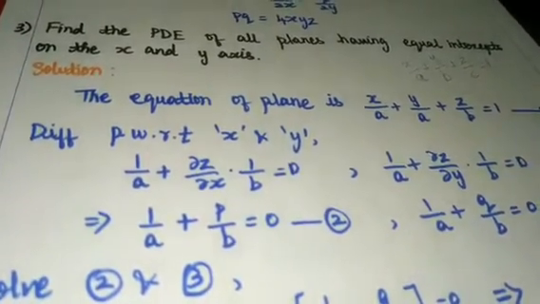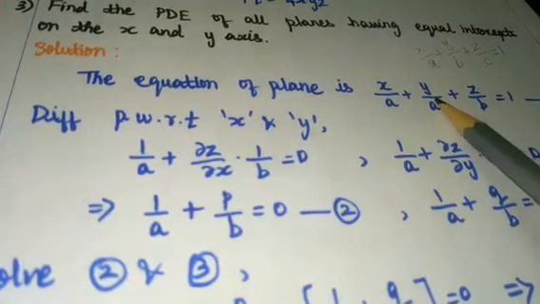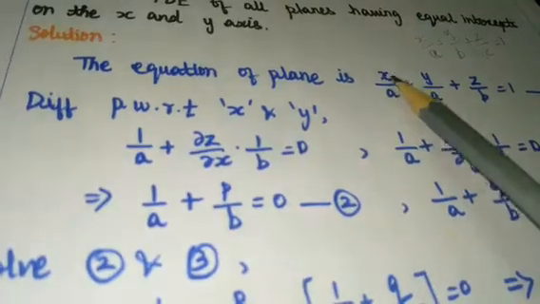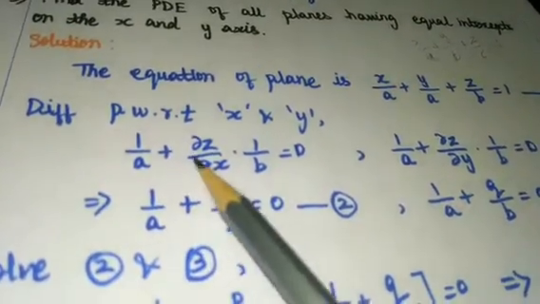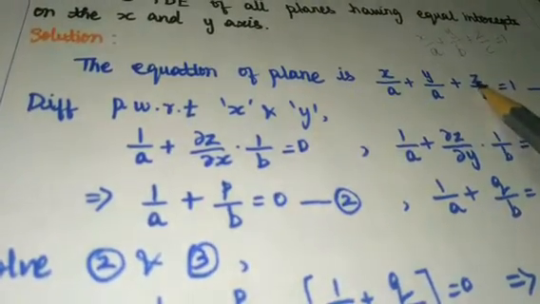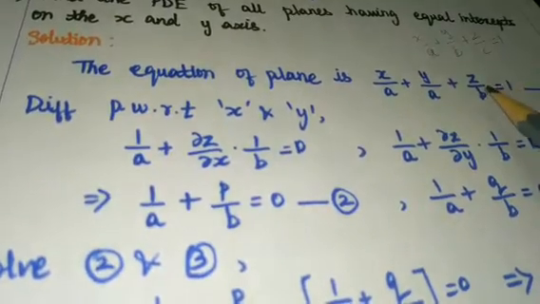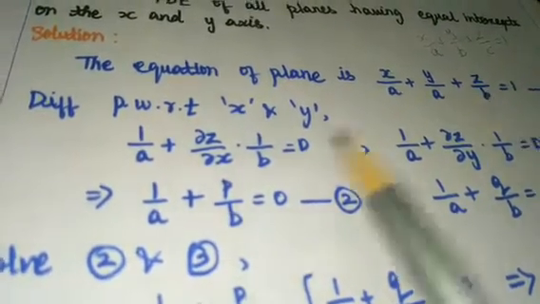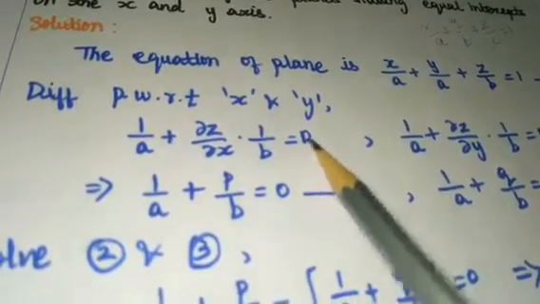So here, this term y by a becomes 0. When we differentiate x by a, x becomes 1, so 1 by a. Plus here the z term becomes dou z by dou x, and leave the b term as it is, into 1 by b, equal to 0.